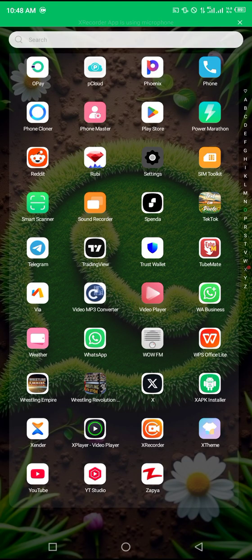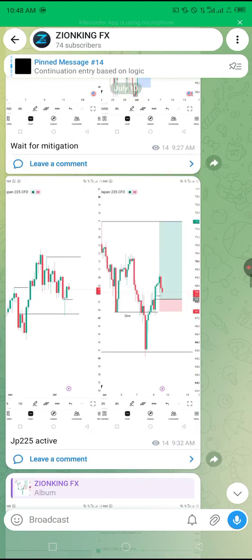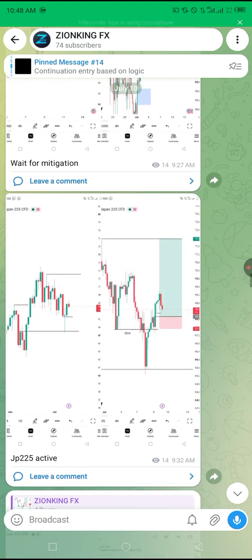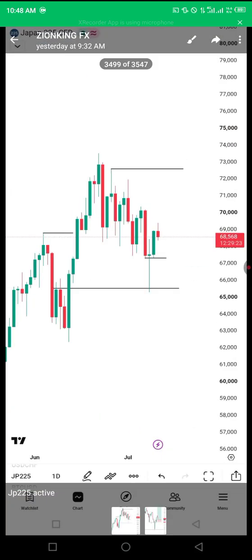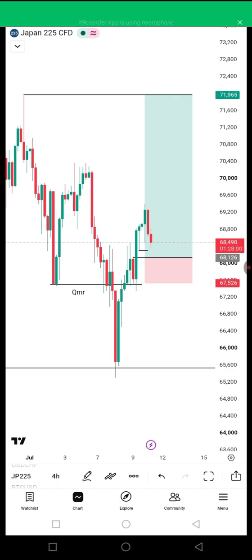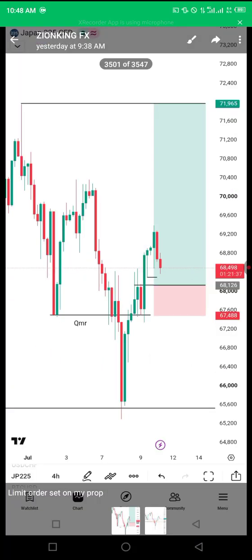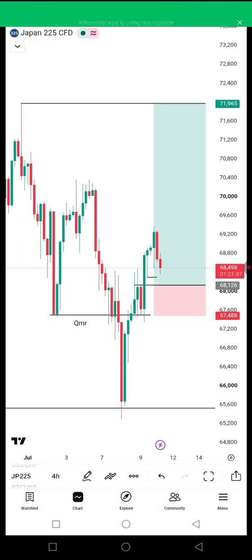I've already posted it on my Telegram channel. I have to find it again. Yes, on July 3rd, I posted it. Now see this range it was taking. Now we're going to see a buy confluence at this zone. I just have to set my limit order at this range.